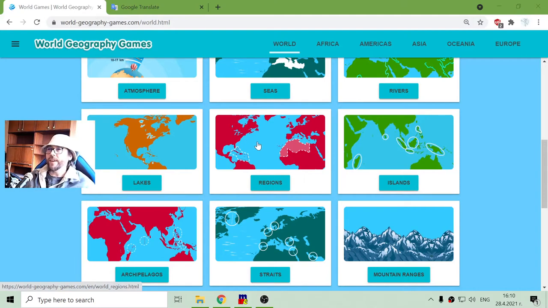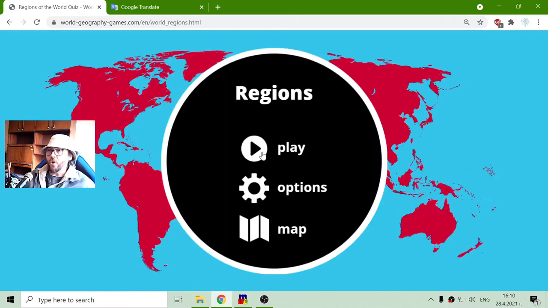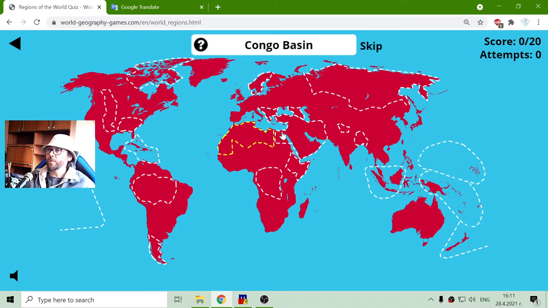Today's geography exercise is about the world's regions. Now, in geography, when we need to point to some event or other happening, we use these regions to orientate on the map.